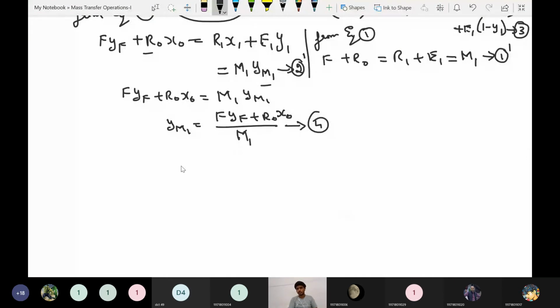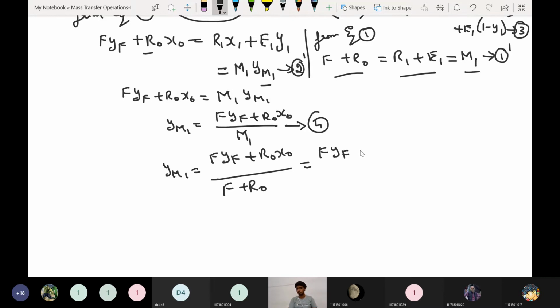And this one, Ym1 is equal to F into Yf plus R naught into X naught. So M1 is equal to this one, and M1 is also equal to this one. We can write from equation 1 prime, M1 is equal to F plus R naught. This is also equal to F into Yf plus R naught into X naught divided by R1 plus E1. So this is also one equation.